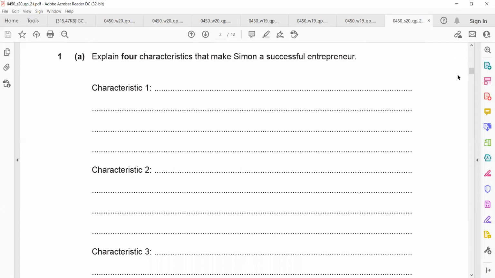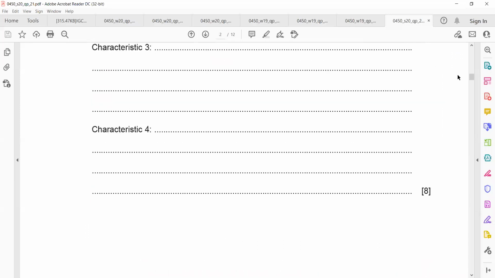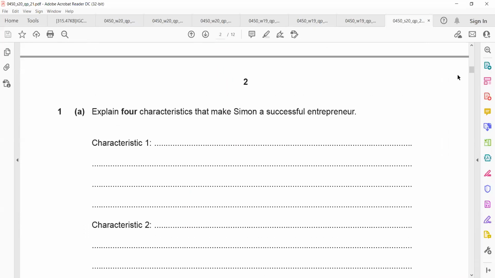Explain 4 characteristics that make Simon a successful entrepreneur. Identify and then explain it. It doesn't have to use information from the text.